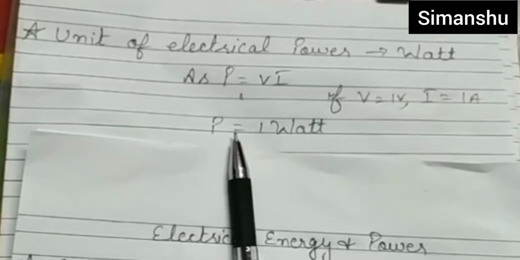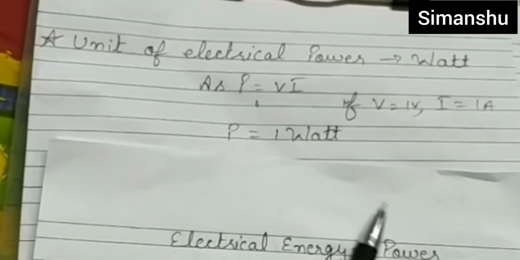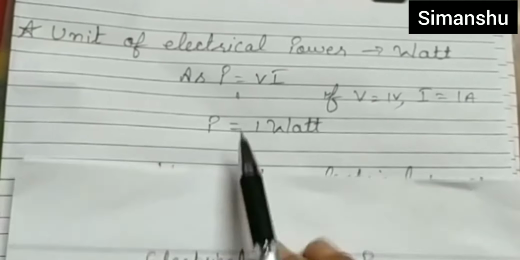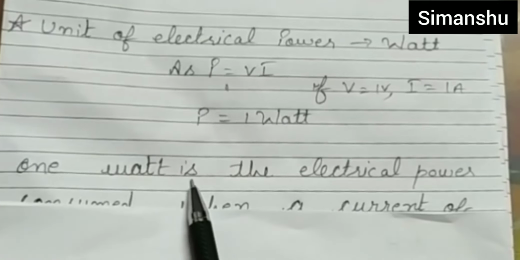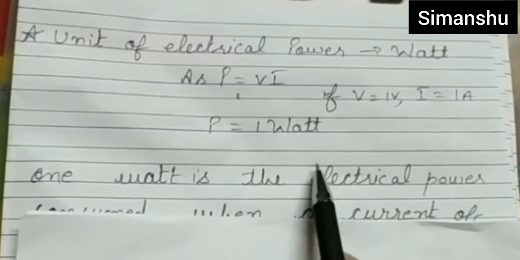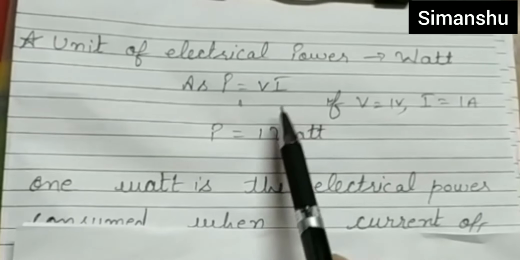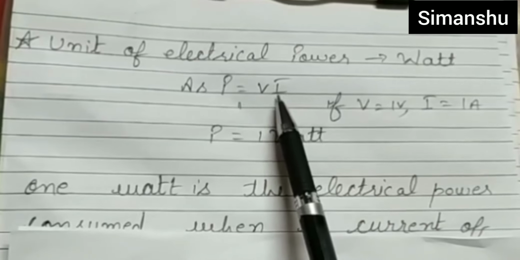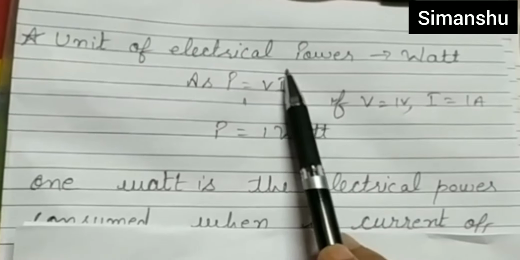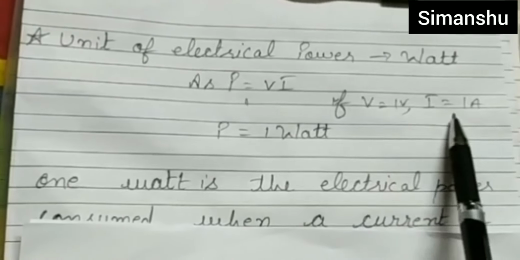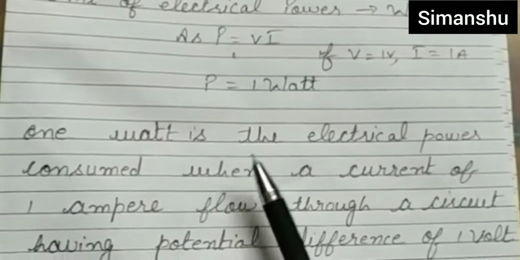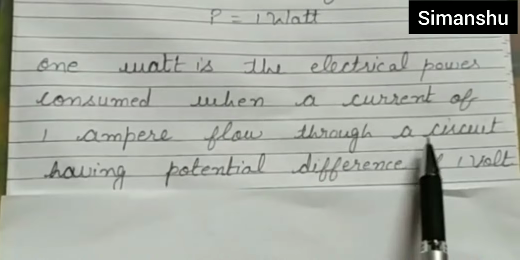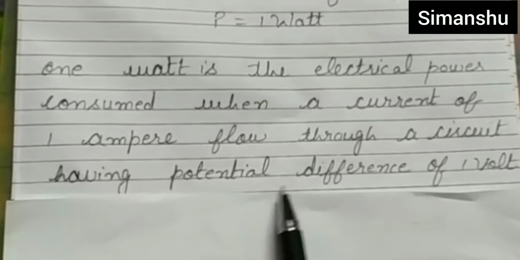Now how to define 1 watt? I think you know the pattern: power is 1 watt for an electrical device when the potential difference provided to it is 1 volt and the flow of current is 1 ampere, as we substituted these values. So 1 watt is the electrical power consumed when a current of 1 ampere flows through a circuit having a potential difference of 1 volt.